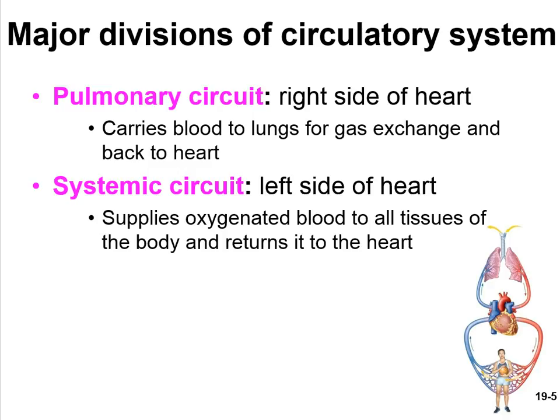Then it takes a trip back to the heart onto the left side, which is called the systemic circuit. Blood goes through the left side and then is actually pumped out to the rest of the body, must make its way to all of the smallest of the capillaries in the body, all the way down even to your toes, and then back up to the right side of the heart again, where then it will start pulmonary circulation all over again.